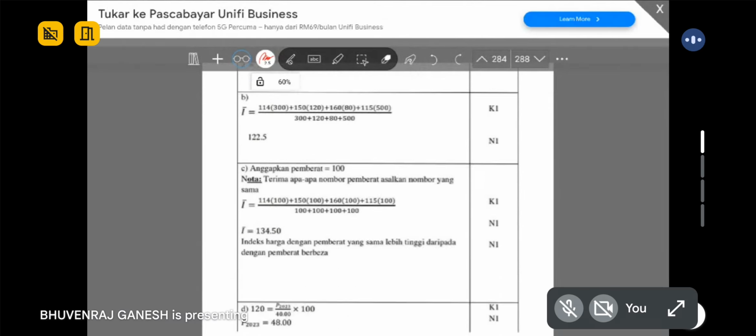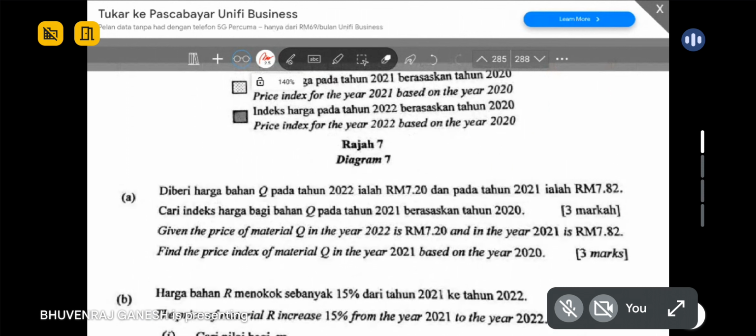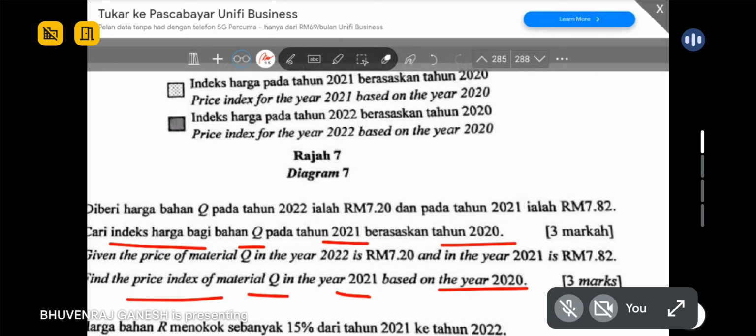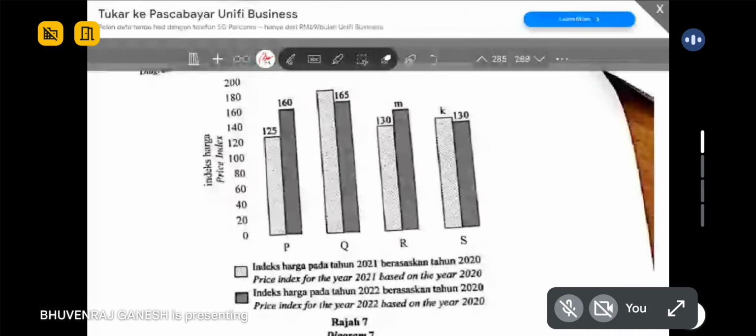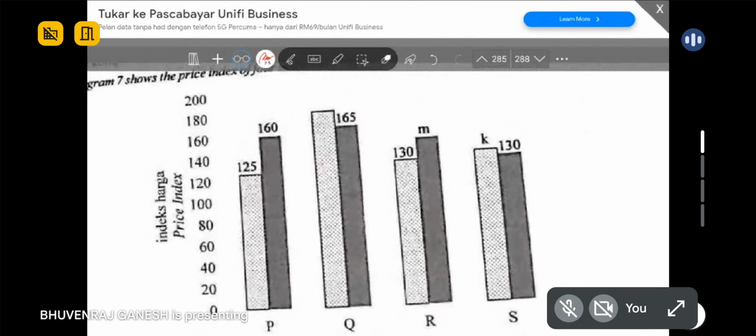Question number 14. Last one. Soalan terakhir hari ni. Okay. So for this question, guys, they ask you to find the price index of material Q. Harga index Q 2021 berasaskan 2020. Okay, very simple. 2022 720, 2021 782. Okay. Alright. So 2021 based on 2020. Okay. So kamu kena cari yang ni lah, guys.